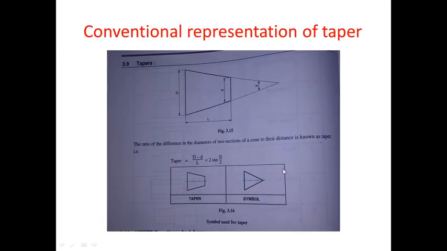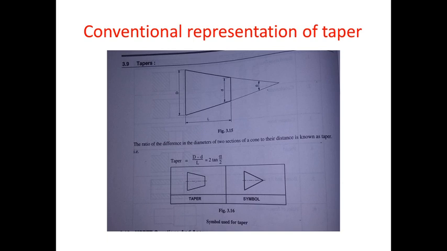And the last we can see here is conventional representation of taper. Now in order to indicate taper on a drawing, we use a symbol. You can see here this is a workpiece. The major diameter or the larger diameter is D and the smaller diameter is small d, and the length of the workpiece is L, and this is a tapered workpiece. In order to indicate this tapered workpiece with the help of a symbol, we will use this symbol, that is a triangle. So this triangle, whenever used on a production drawing, will indicate that a tapering operation has to be performed on the workpiece.